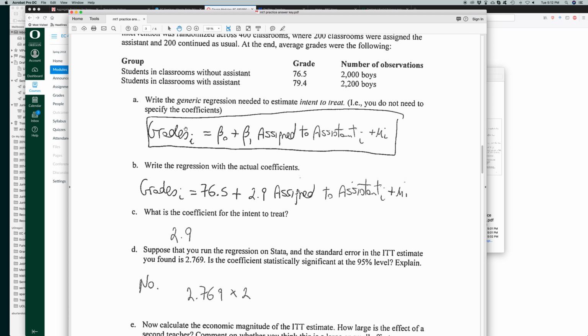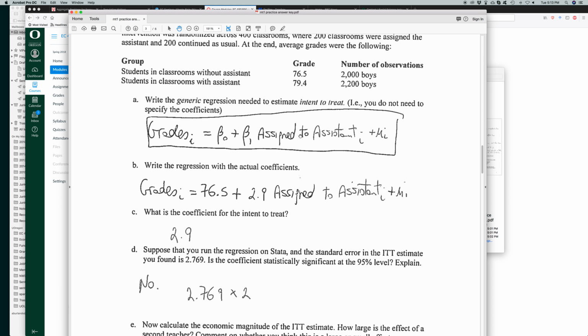Because when you look at children in classrooms without assistance, you see that this treatment dummy is equal to 0, and so their grades are equal to beta 0, and your estimate for beta 0 is just the average grade, which is 76.5. So grades for children in the control is equal to 76.5, and that's the constant. Okay, so the constant in intent to treat is always the mean of the control group. Now, what about beta 1?